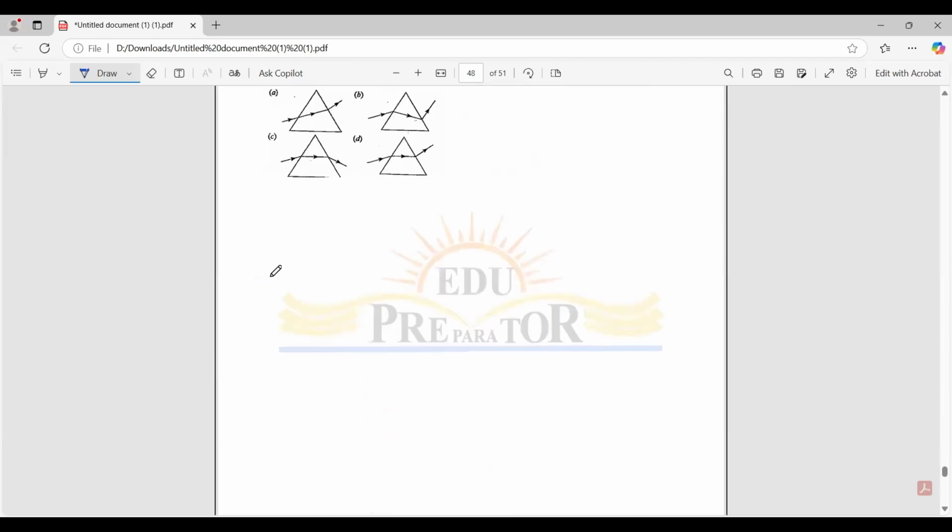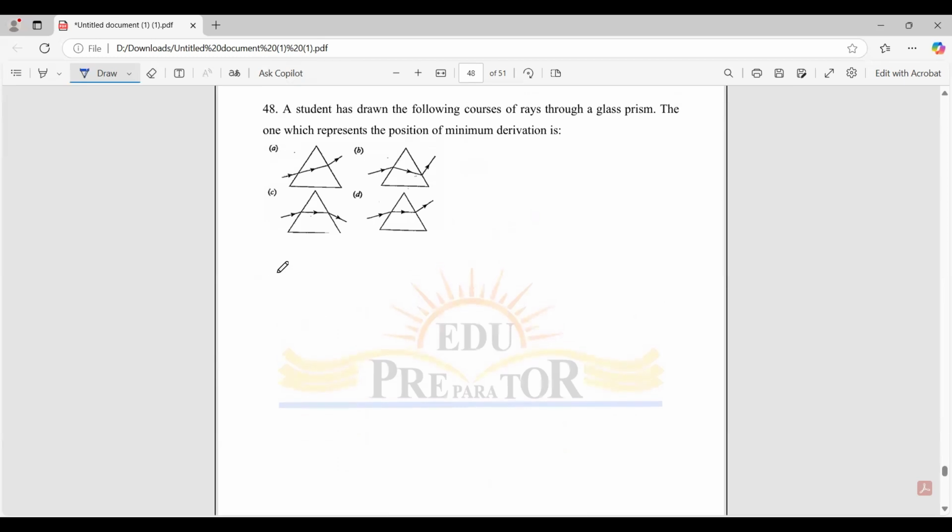Then for the case, a student has drawn the following courses of rays through a prism, the one which represents the position of minimum deviation. If we just simply work it out, we find the very important line: if this is the prism, this is the ray of light incident, we find this ray which is inside the prism is parallel to the base. This is a very important point because we know this is for minimum deviation. So if we have the minimum deviation case, C is the correct answer, right?